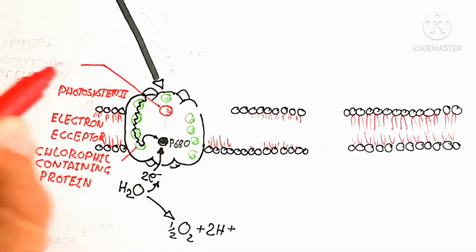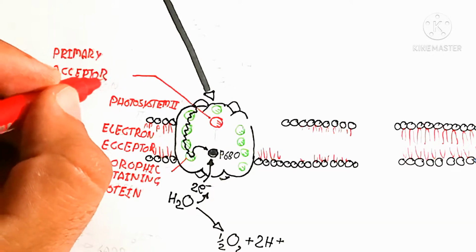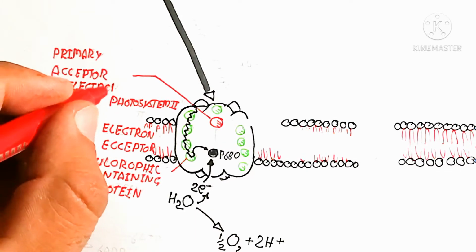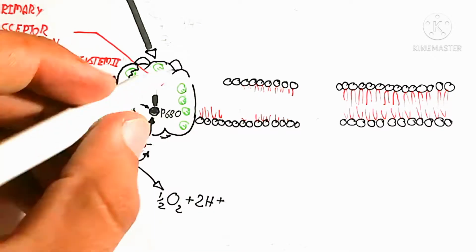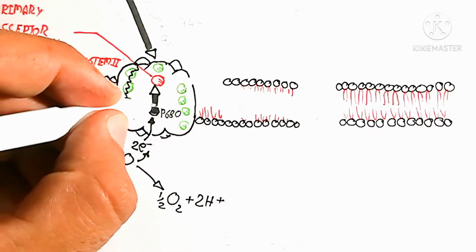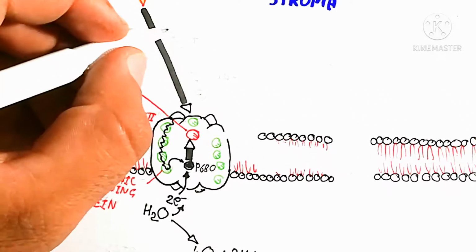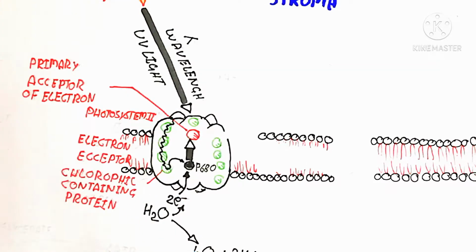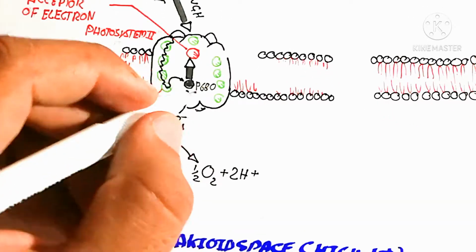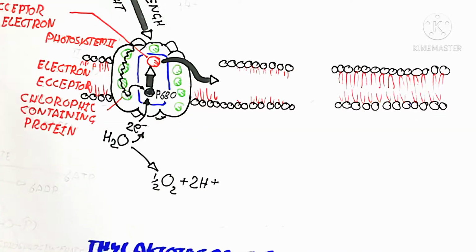It accepts the electron through hydrolysis. That is, water splits into oxygen and protons, and 2 electrons are received by it. The primary acceptor's electron is excited. The black line shows the transfer of energy, and the black circle shows the acceptor of electrons. When it accepts the electron from water, this primary acceptor of electrons then goes further into the plastoquinone.